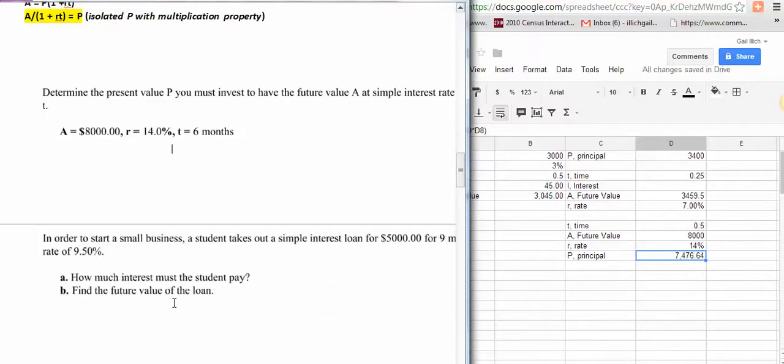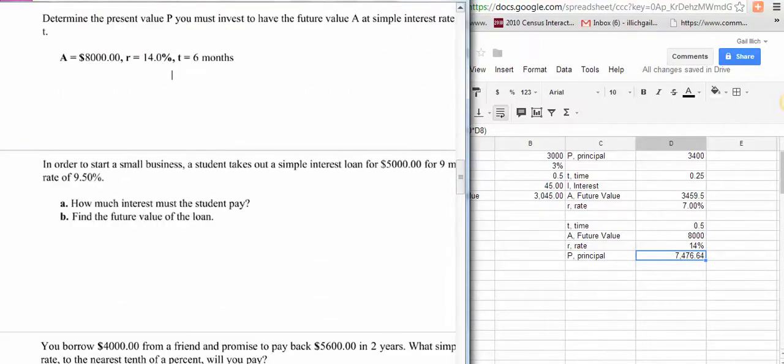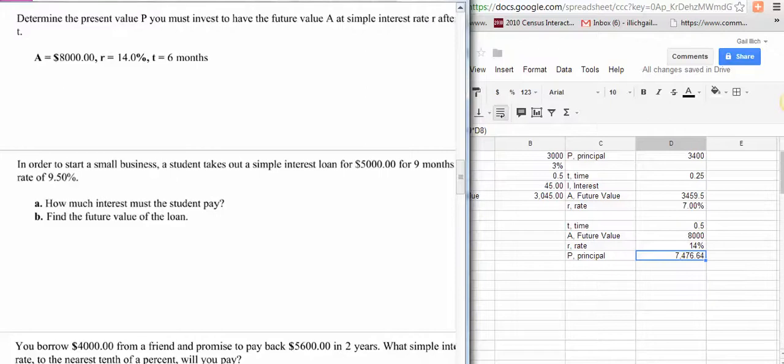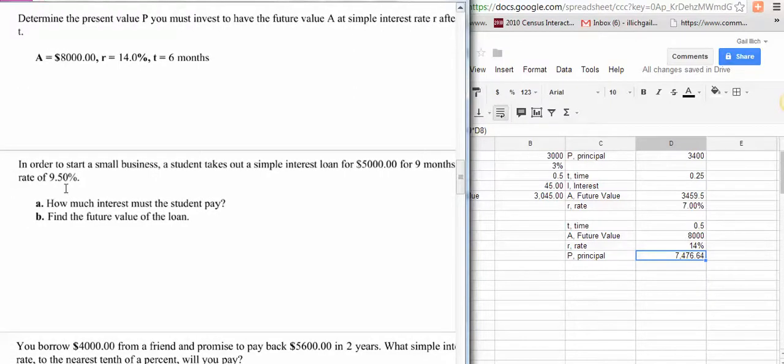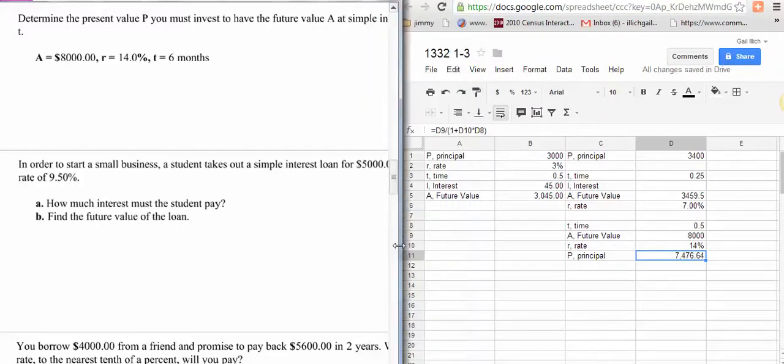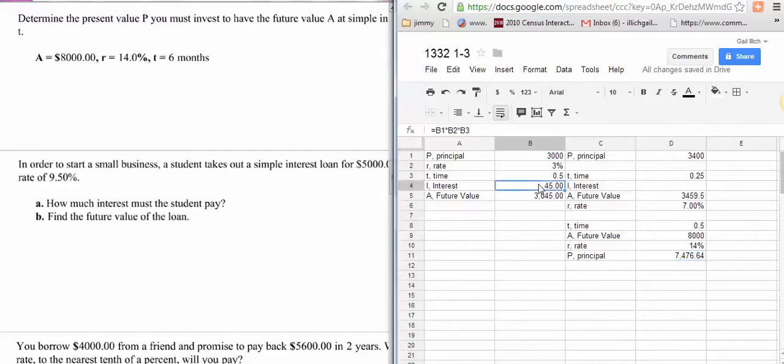Okay. In order to start a small business, a student takes out a simple interest loan for $5,000 for 9 months at a rate of 9.5%. How much interest must the student pay? Find the future value of the loan. Okay, well, what it looks like here is that we're going to have to figure out which of our 3 little programs we can use here. It looks like the first one, how much interest must the student pay? We calculated interest with this first formula.